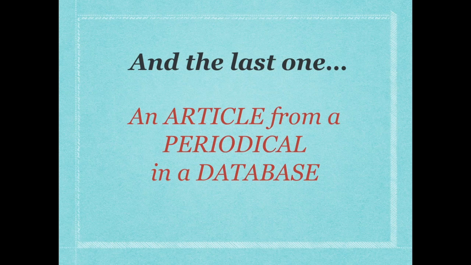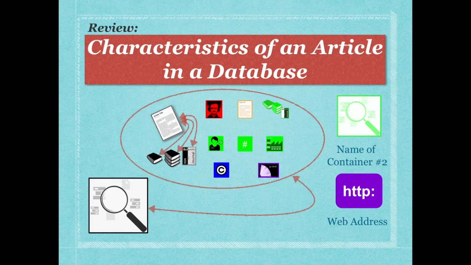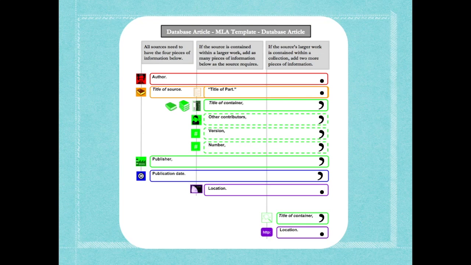Last one. Article from a periodical in a database. All that information that we just said about an article, but then you follow it with the name of container number 2 and the web address. And so those just go right at the end. Another title of a container and location, period.